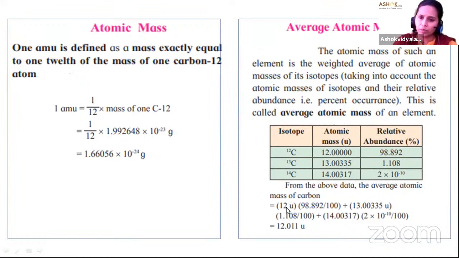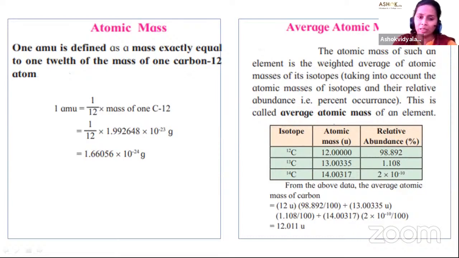First we take C12 and multiply it with its relative abundance. It is in percentage, so we divide by 100. In the same way for 13C, we multiply its atomic mass with the relative abundance 1.108. For the third, 14.00317, we multiply it with 2 into 10 raised to minus 10 divided by 100. With this, average atomic mass is easy to calculate. For whom do we calculate average atomic mass? For the elements which exist in more than one isotopic form.